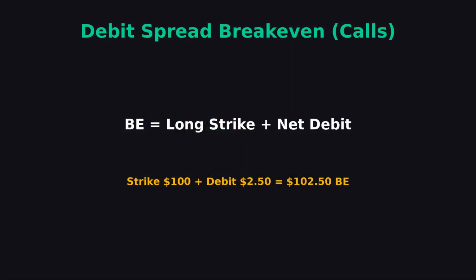Let's start with debit spreads, such as a bull call spread. Since you pay a net debit to enter, the stock must move in your favor enough to cover that initial cost. The formula anchors on your long strike. You take the strike price you own and add the net debit you paid. If the stock doesn't rise past this total by expiration, the trade yields a loss.